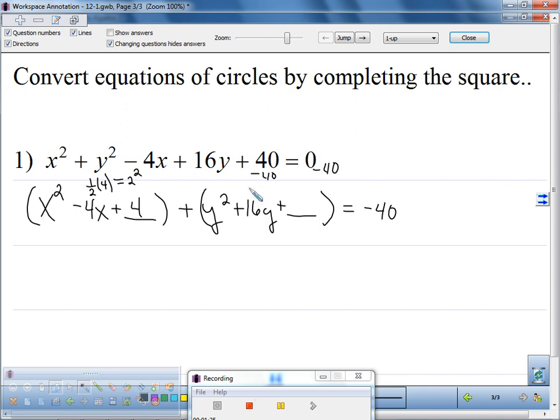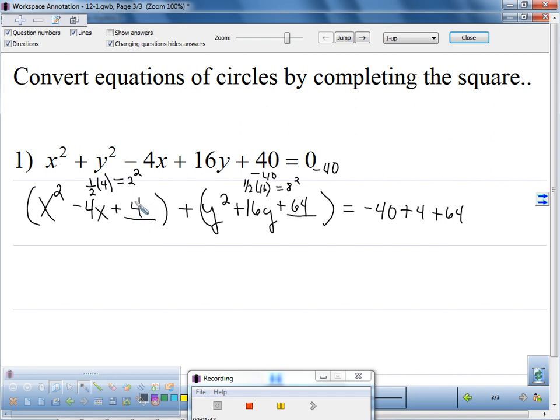Now we do the same thing with the 16. We're going to take half of 16, which gives us 8. Then we're going to square it, and that gives us 64. So we've added 4 here, and we've added 64 here. If we do it to the left side, we've got to do it to the right side, so we're going to add 4 and 64 on this side.